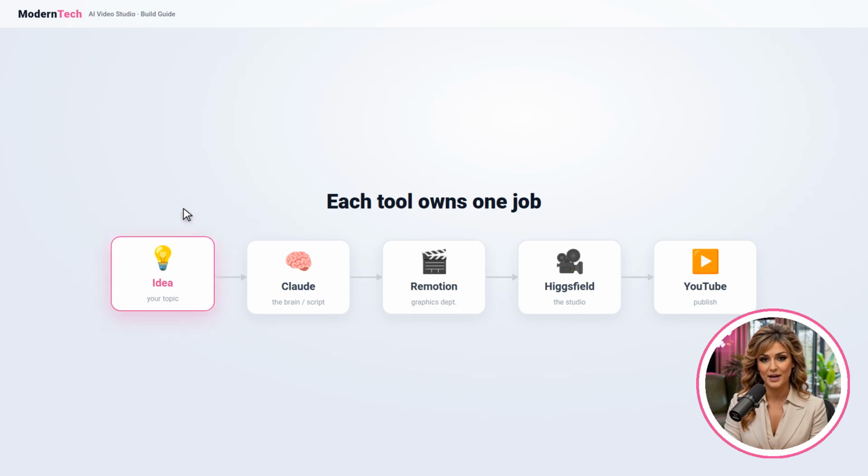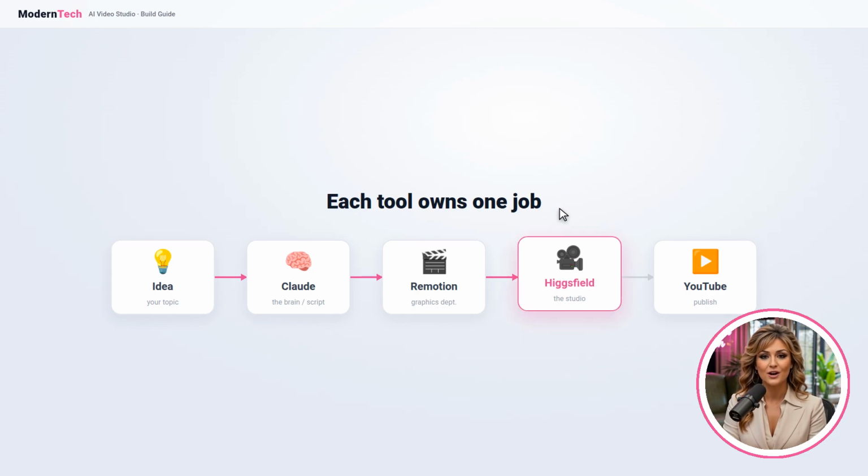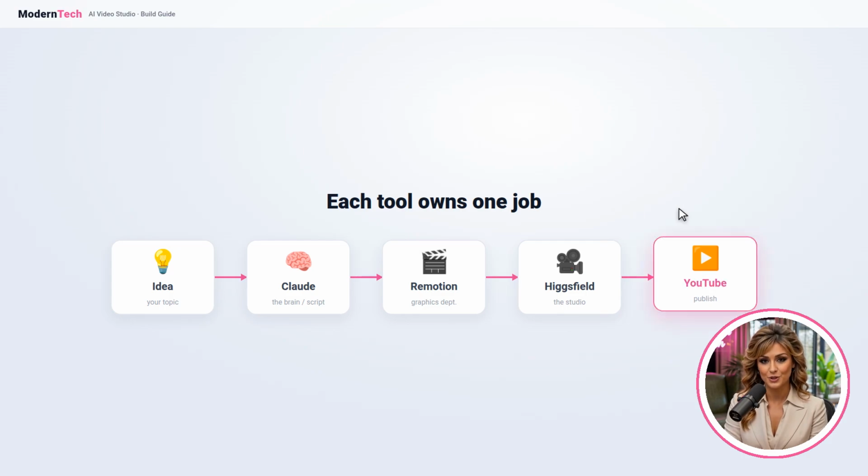So Tom, here's the mental model. It starts with your idea, and each tool owns one job. Claude is your brain. It writes the script, plans the scenes, and even writes code. Remotion is your graphics department. It builds your intro, captions, and motion graphics with code. And Higgsfield is your studio. It turns your script into actual AI video, talking avatars, cinematic shots, camera moves. Then it all lands on YouTube.